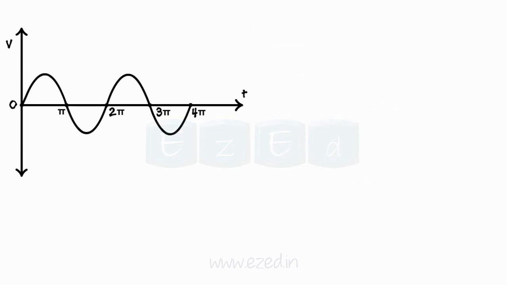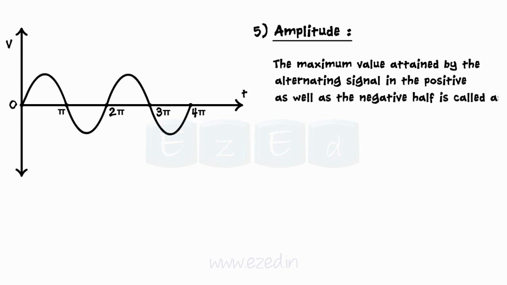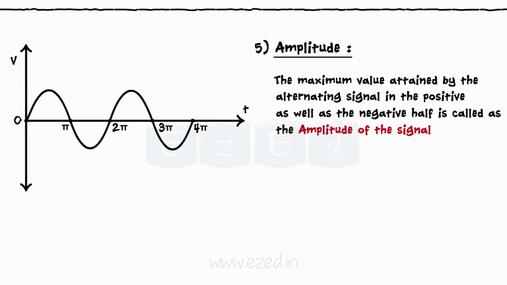The last term to study is the amplitude. The maximum value attained by the alternating signal in the positive as well as the negative half is called the amplitude of the signal. It is represented by Vm.